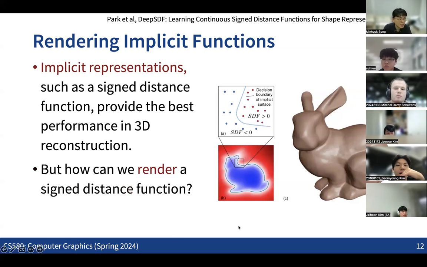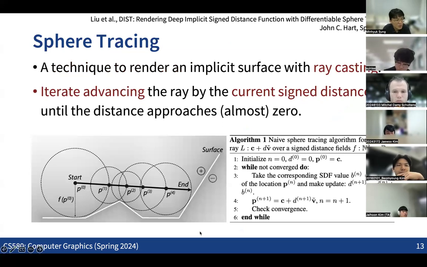So what we can do for this kind of rendering of the implicit function is sphere tracing, which was introduced in 1995, almost 30 years ago, and is a really popular idea for rendering implicit functions. The basic idea is that if we have a signed distance function, let's say we are starting from this point. What we mean by having the signed implicit function is that for any point in the space, we can get the distance to the closest point, right? That's the meaning of the distance.